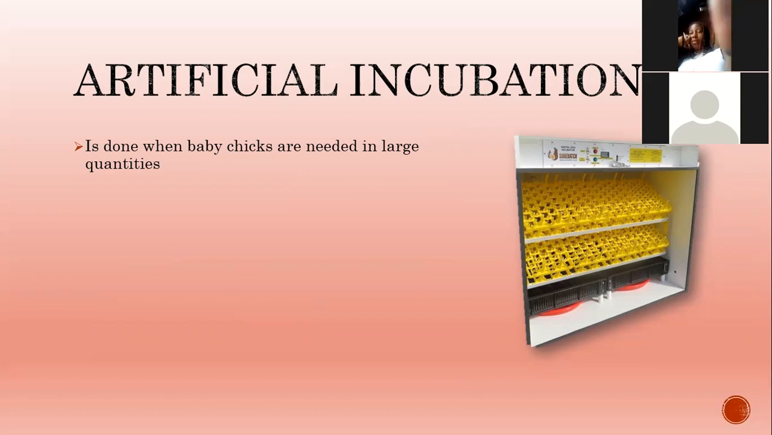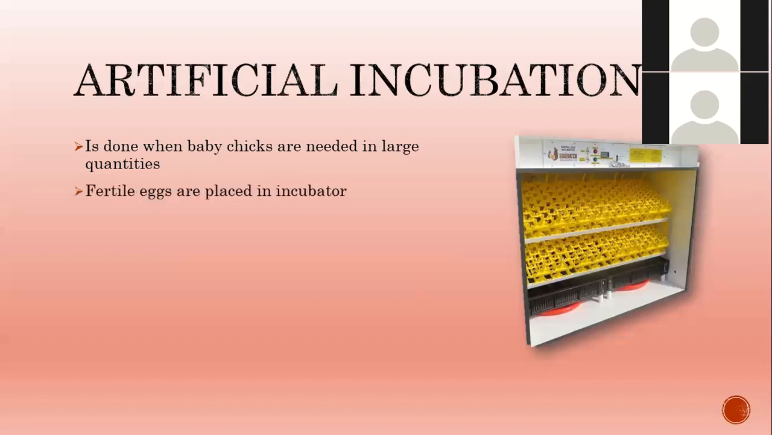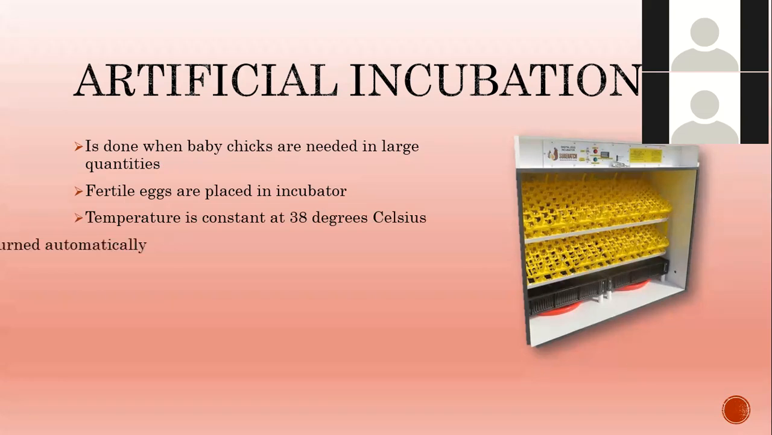So those baby chicks will not come from natural incubation. You will not have a hen sitting on those eggs and then the eggs will hatch. What you have is a large amount of chickens being hatched in an incubator, and you may have hundreds or even thousands of eggs being incubated at once. So the fertile eggs are placed in an incubator. The temperature is usually constant. You keep the temperature at around 38 degrees Celsius.